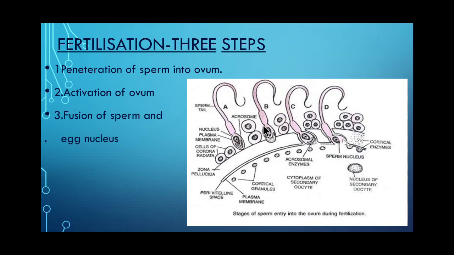Sperm passes through the corona radiata, then it fuses with the zona pellucida region, then the acrosome reaction releases lysine enzyme, then the sperm passes through the zona pellucida and reaches the ovum, then the cortical reaction occurs to further check the entry of other sperm. Okay, so one by one we will be seeing.